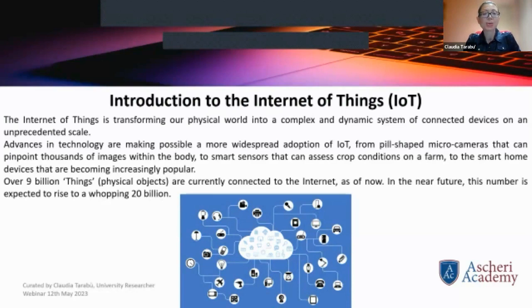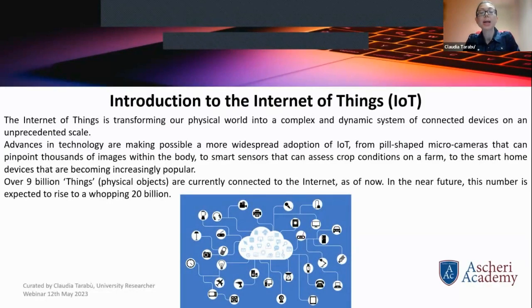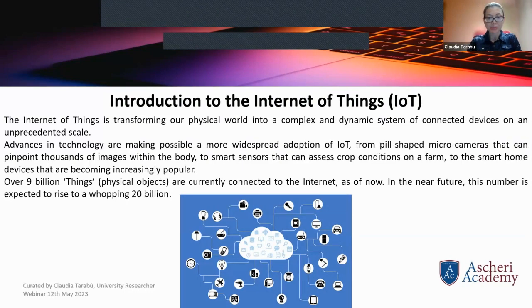Over 9 billion things, so physical objects, are currently connected to the internet until now. And in the near future, this number is expected to rise to a whopping 20 billion.